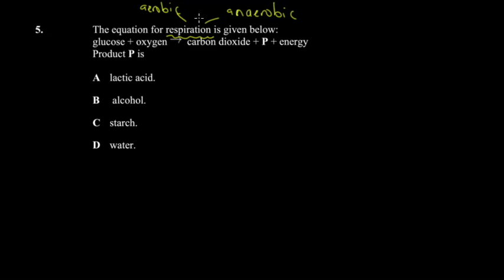So you should study both, okay? And then here we have oxygen. So this is the air that I was talking about. So obviously it's aerobic respiration. This is the respiration equation for the aerobic case. So we have glucose and oxygen produce carbon dioxide plus water plus energy. Okay. Starch, it's certainly not.